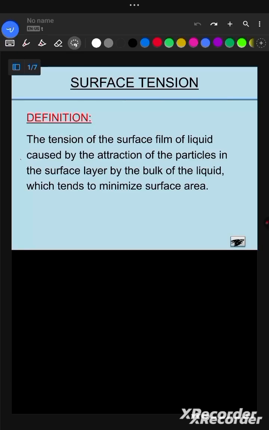Hello everyone. Today let's discuss surface tension. So what is surface tension? Various books have given various definitions for surface tension. Here I'm going to explain to you what surface tension is in a simple manner.